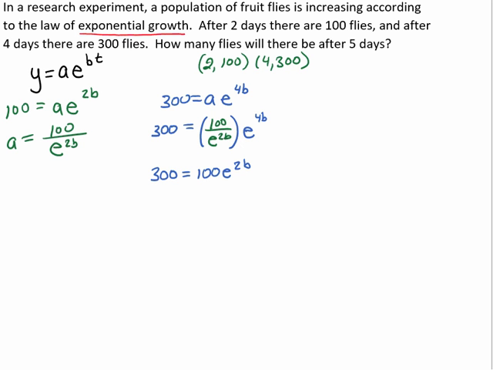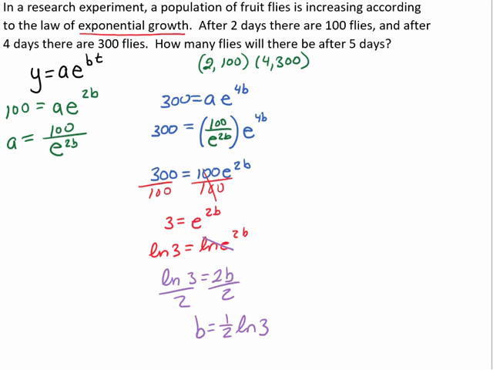From there, doing some simplifying, we're going to have 300 equals 100 times e to the 2b. Again, because we have 4 b's here and 2 b's there, 4 minus 2 is 2, and that's where we're left with 2 there. From here, we'll divide both sides by 100, which will give us 3 equals e to the 2b. Then we'll take the natural log of both sides to get the b out of the exponent, leaving us with the natural log of 3 equals 2b. And we want to solve for b, so we're going to divide both sides by 2 to get that b is 1/2 times the natural log of 3.